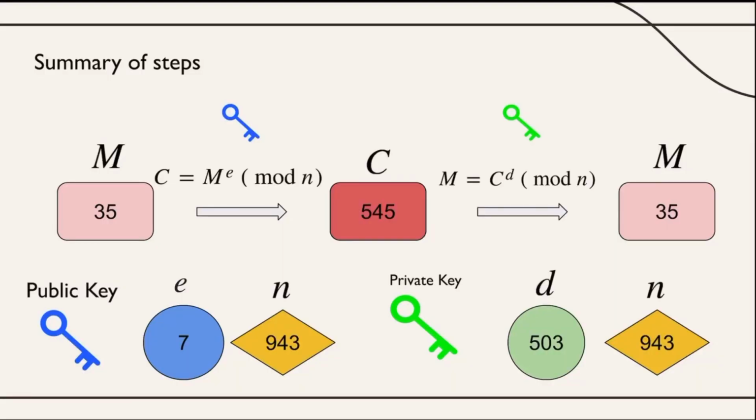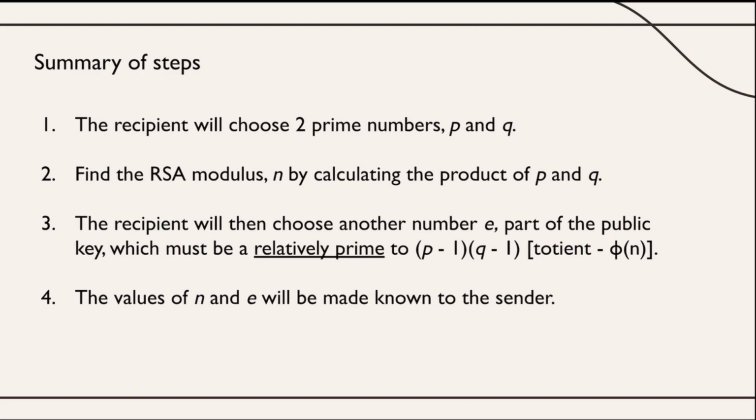In summary, the message M, which is 35, is encoded by the public key using the formula M to the power of e mod n. We will then get the ciphertext C, which is 545. Thereafter, the ciphertext is decoded by the private key using the formula C to the power of d mod n. This is a summary of the steps of RSA in short, as shown on the slide. You can pause here to take a look at it.